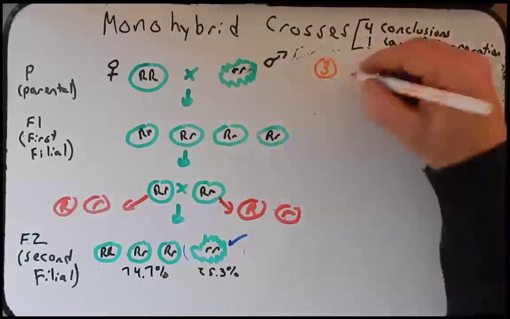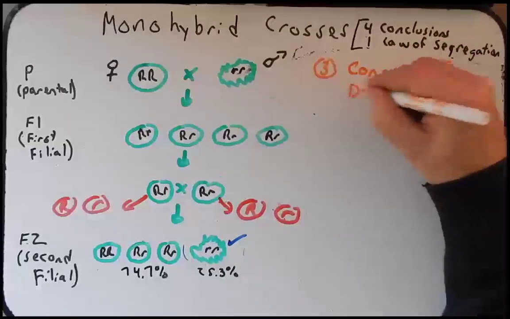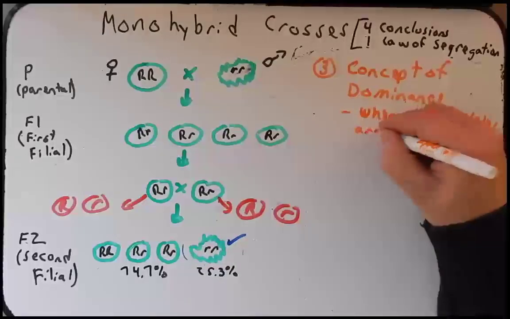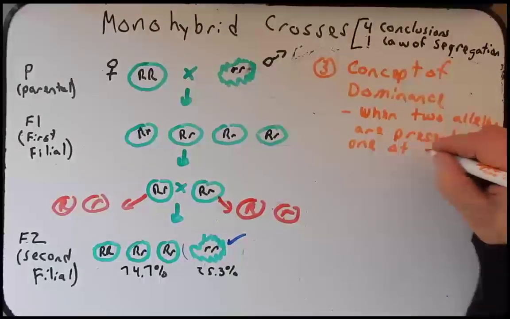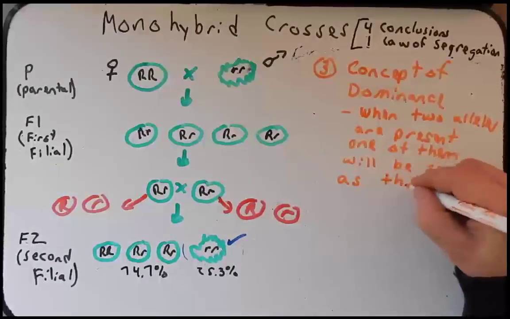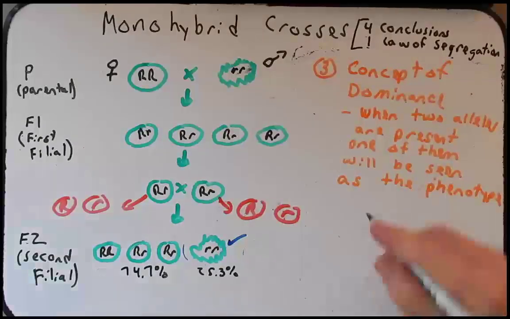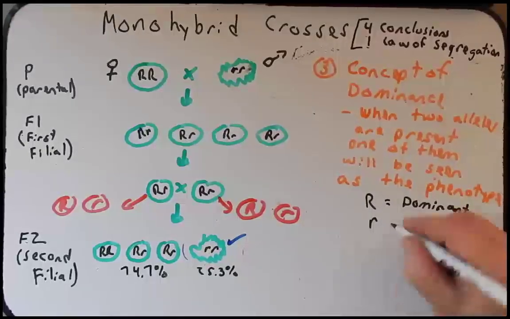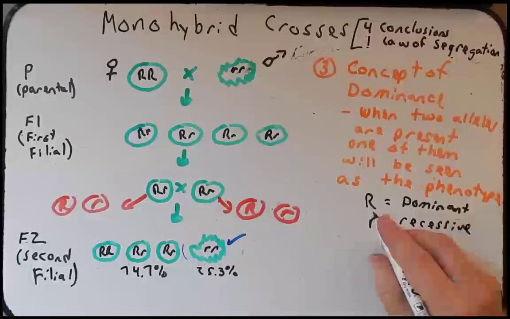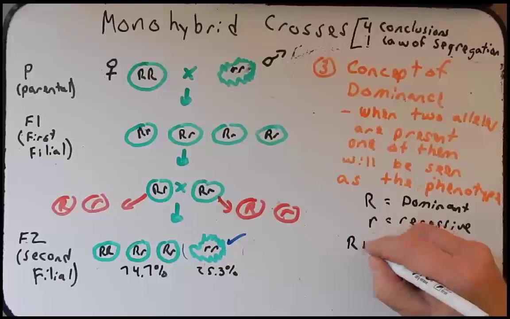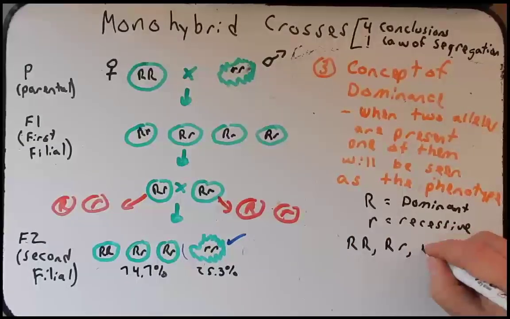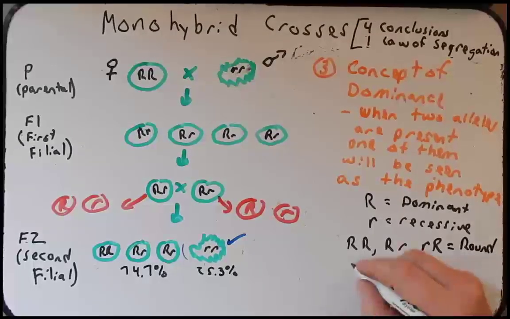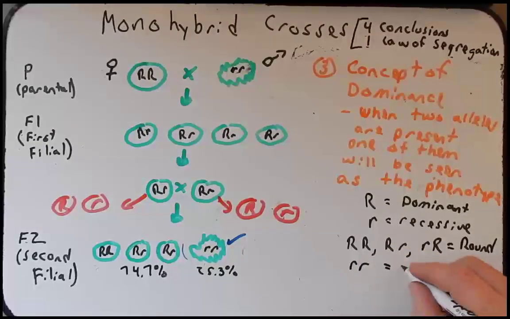His third conclusion had to do with his concept of dominance. In general, what he meant by this was that when 2 alleles are present, one of them will be seen as a phenotype. So in this case here, we have 2 alleles, big R and little r. Big R is dominant to little r, and little r is recessive to big R, such that big R, big R, big R, little r, big R plants will be round. Rather, their seeds will be round. And only in this combination, little r, will the seeds be wrinkled.